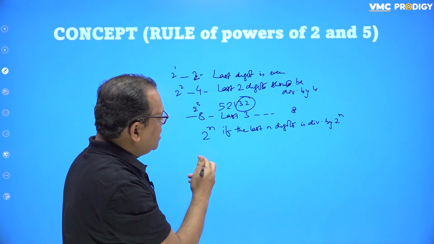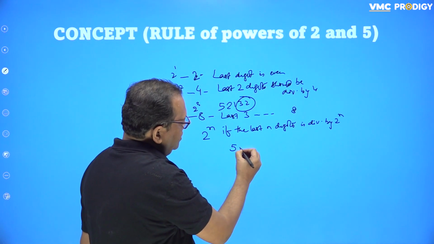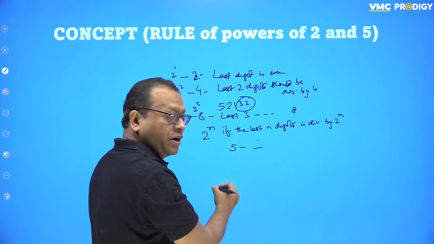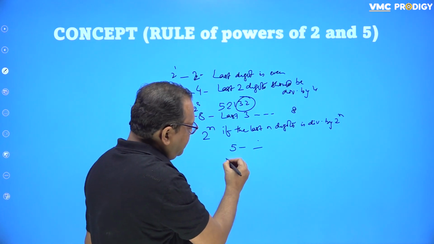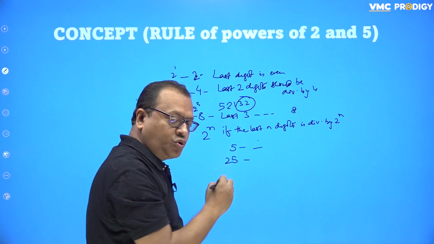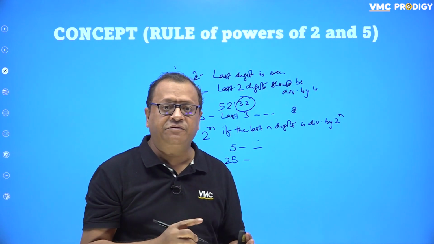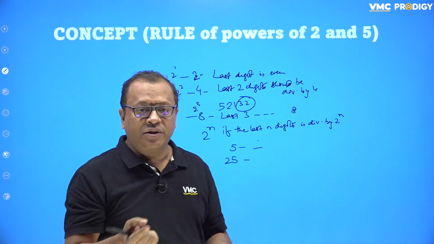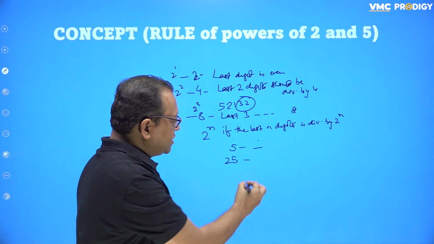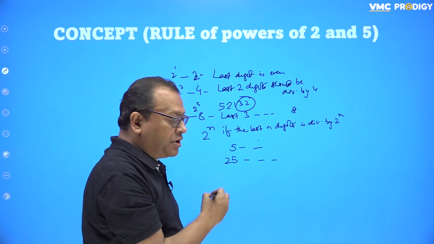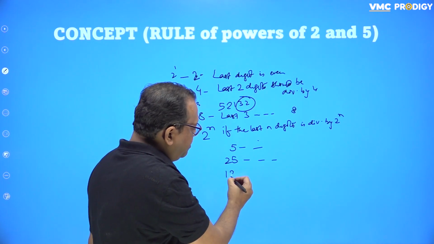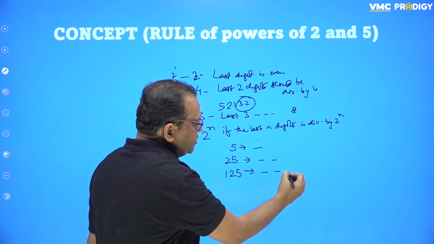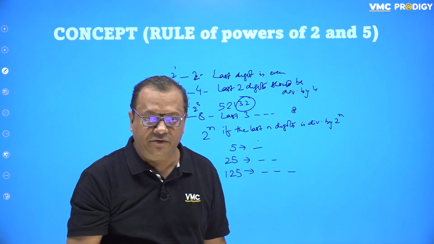What is the condition that a number is divisible by 5? The last digit should be divisible by 5. What is the condition that a number is divisible by 25? The last 2 digits should be divisible by 25. So if the last 2 digits are 25, 50, 75, 00, the number is divisible by 25. Similarly, what is the condition that a number is divisible by 125? You can say that the last 3 digits should be divisible by 125.